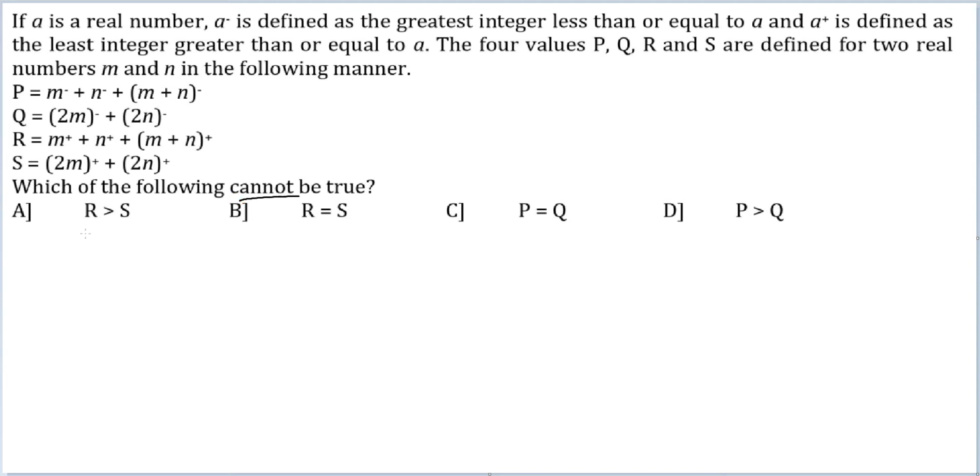Looking at the options, I see R and S are related here, and P and Q are related here. So I only need to bother about these two as a pair and these two as a pair.